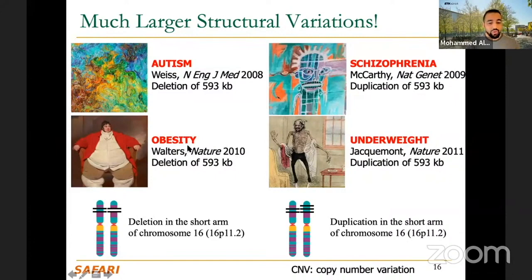Same thing with obesity and the opposite condition, which is underweight. So you have a deletion of 500,000 characters in obesity, but in underweight, you have a duplication in the same chromosome, which is chromosome 16. And here in the second line for each of these diseases, you can see the reference or the paper that did this analysis. This is really challenging. It's very difficult to find these differences since they are really huge.